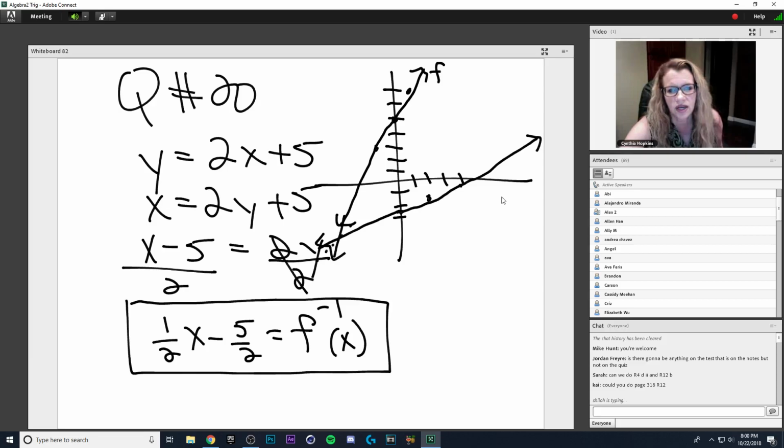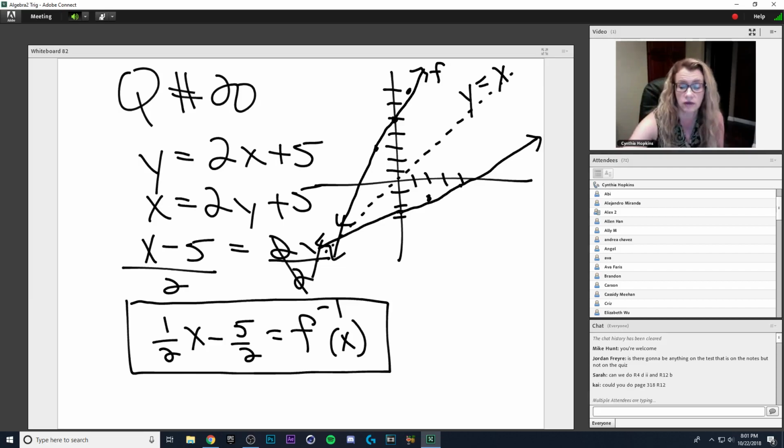And then again, you guys should be experts at this on test day, if you have to graph lines showing that they are reflections over each other through the line y equals x, or even if they're not lines, any function and its inverse must be reflections of each other over the line y equals x. So you should draw that dashed line and label it y equals x. Okay, I hope that was helpful.